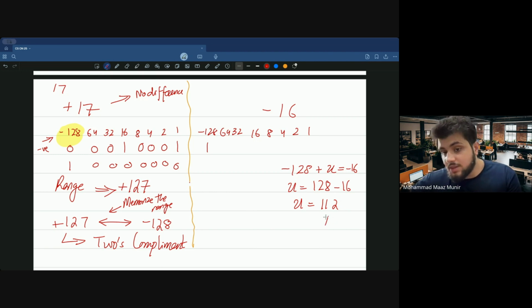Now I need to plot this, while keeping minus 128 as 1. Now how will I be doing 112? Let's do it with the blue pen, right? So I need to plot 112.